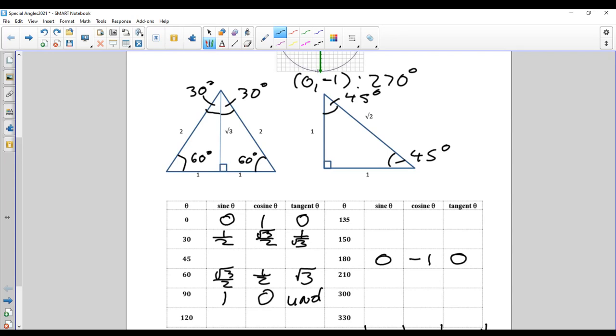I'm seeing some pretty good answers here. I'll take a volunteer. What's the sine of 45 degrees? Go ahead. I got 1/√2. You got that because that's correct.